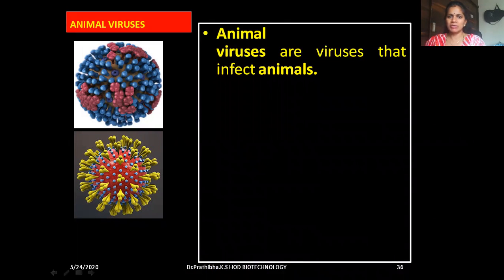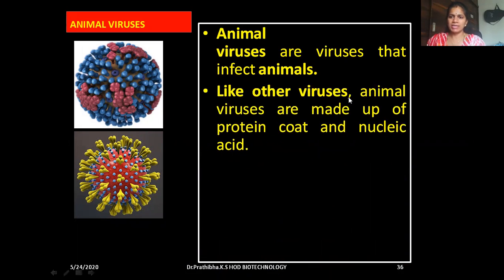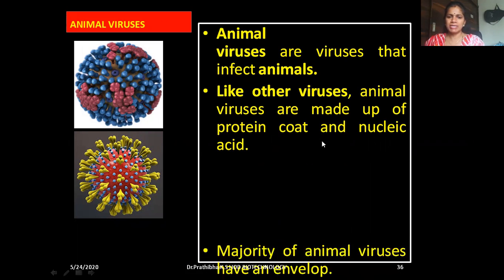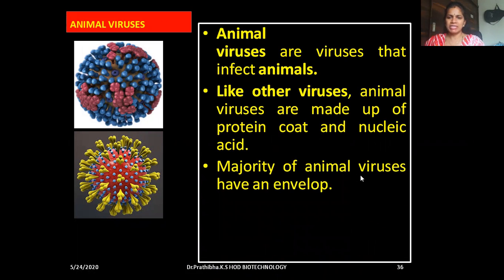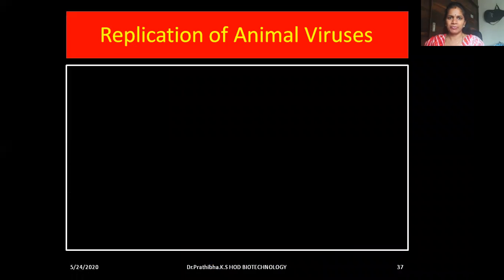Animal viruses are the viruses that infect animal cells. Like other viruses, animal viruses are made up of protein coat and nucleic acid. The majority of animal viruses have an envelope. Animal virus genomes consist of either DNA or RNA.